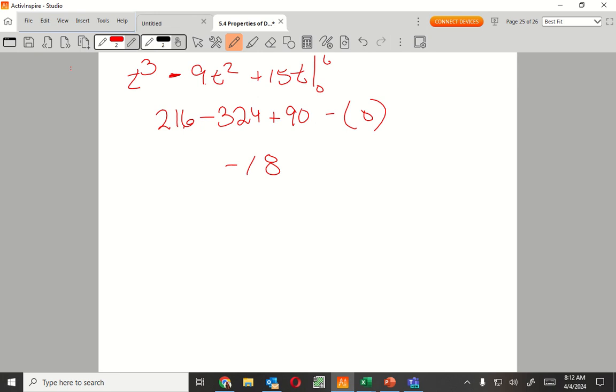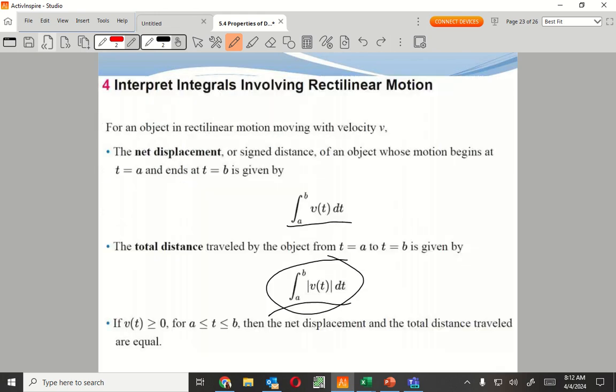Now let's go back to what that said. So from right here, net displacement is just given by this. Net displacement. So what does that mean if I have negative 18? What do you think it means? Yeah, I went back more, right? So I'm further away than when I started.